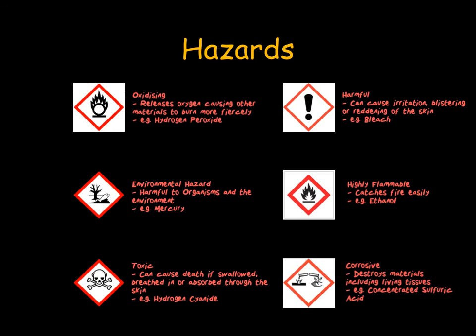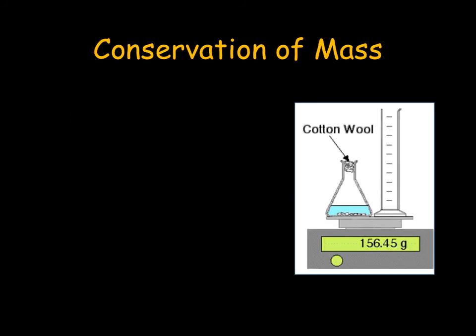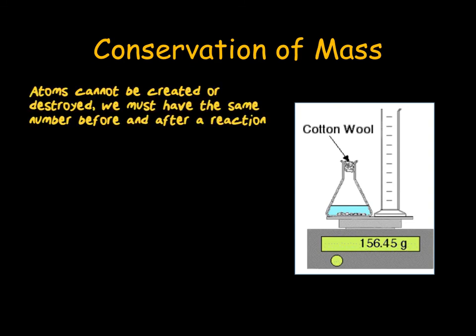Within your exam papers, you can be asked to give a risk assessment for one of the practicals you need to know, making sure you're talking about the risks as well as the hazards of the chemicals. In all chemical reactions, mass is conserved. This means that there are no atoms destroyed or created during the reaction. It means that we have the same number and same types on both the left-hand side and the right-hand side, exactly what we were looking at earlier in terms of balancing the equations.